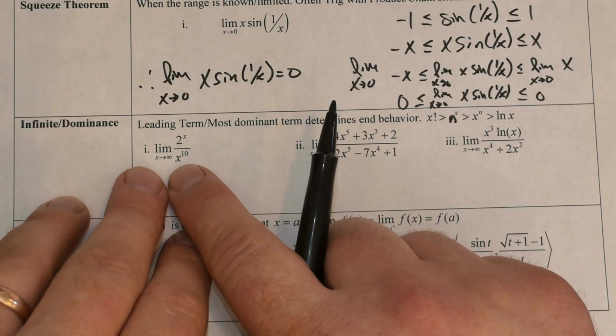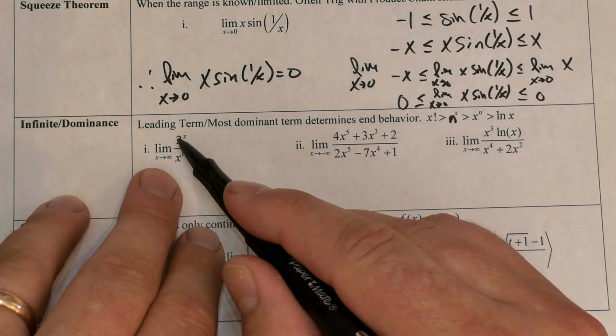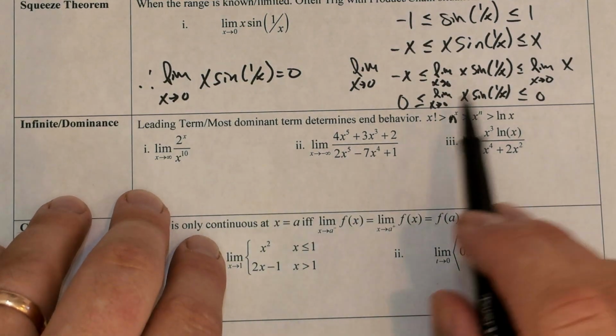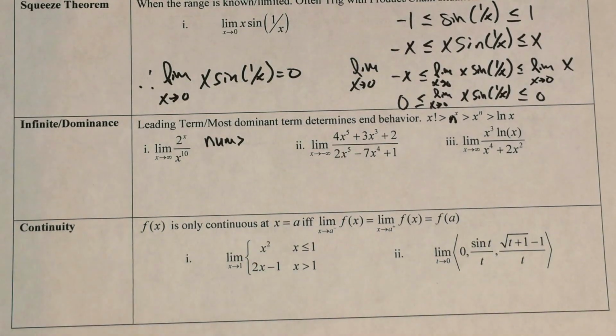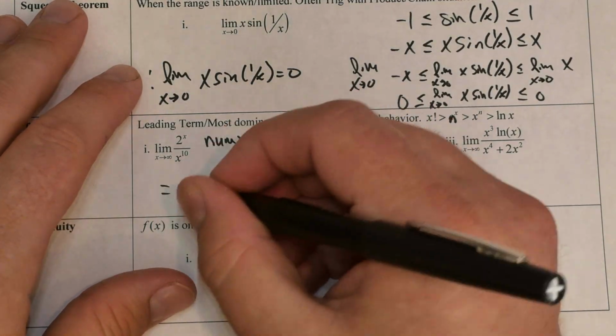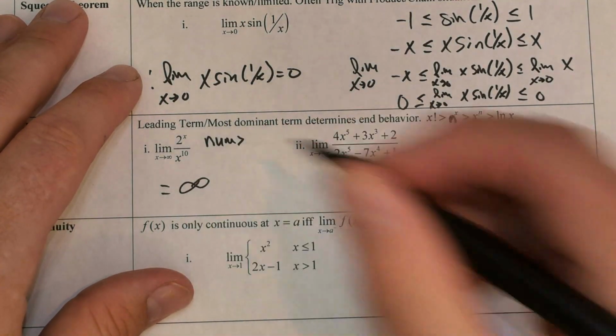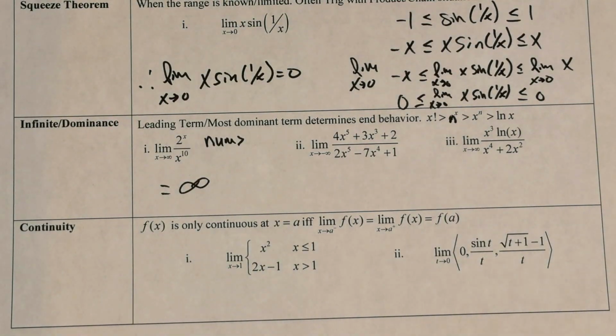So here we are. In this one, I see that I have x as a base versus x as a power, and I know x as a power will be the dominant term. That means my numerator is going to outpace my denominator. That means I know this limit is going to be equal to infinity, just because of dominance.